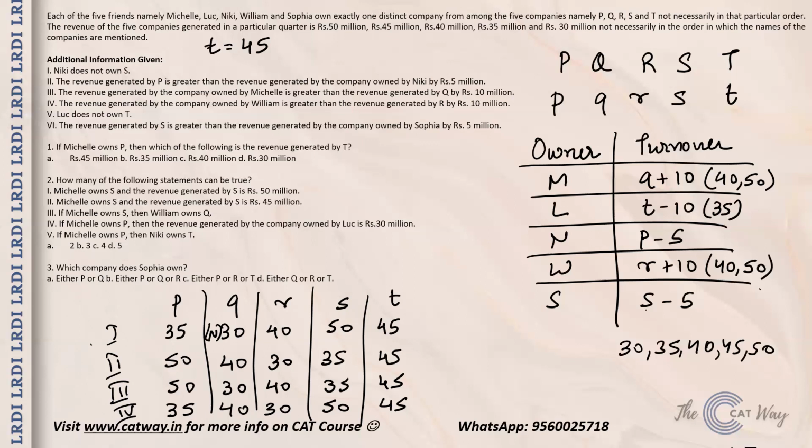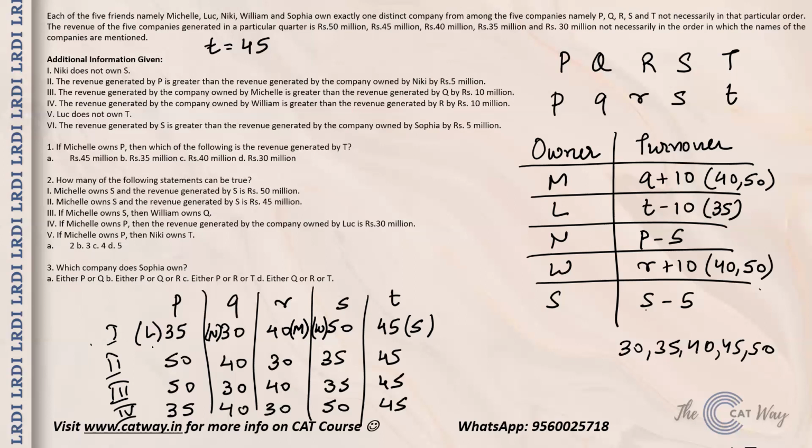Now the revenue generated by the company owned by Michelle is greater than the revenue of Q by 10. So the revenue of Q is 30, 10 more than it is 40, and that will be the company owned by Michelle. Then the third one says the revenue generated by the company owned by William is greater than R by 10. So R is 40, so William's company will be S, that is 50. And the revenue generated by S is greater than the revenue generated by Sophia's company by 5 million. So Sophia's company will be T, and then we are left with Luke, who will be going over here, right?